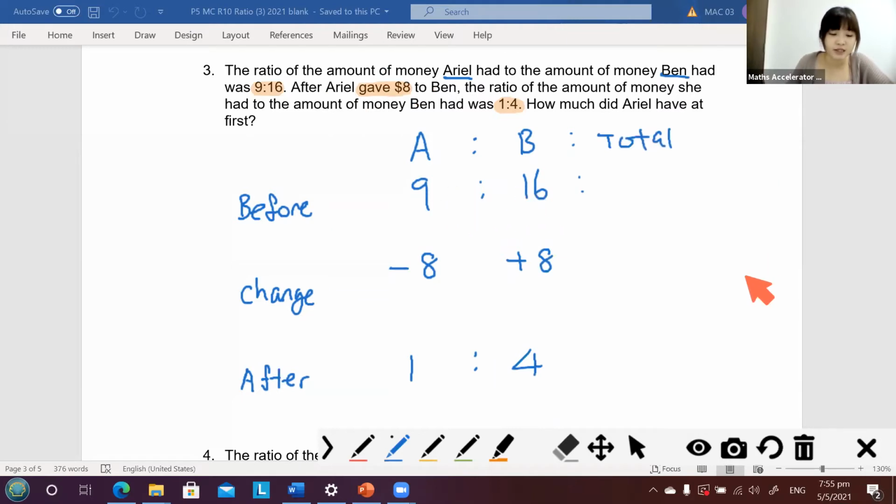So 16 + 9, that will be 25. Then you check 4 + 1, 5. Definitely not the same. So what do we do? Make it the same, right? Because your total shouldn't change. So this is 25 and 5. Do you think you need to make the common multiple to both of it? Do you need to times anything to both before and after?